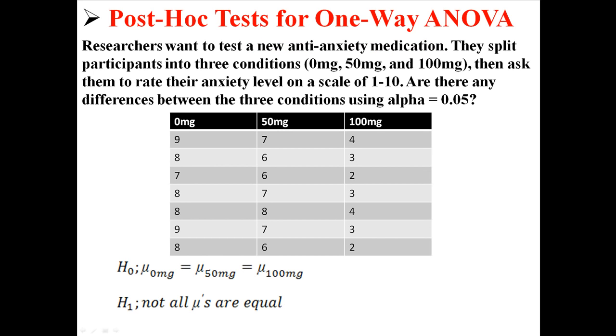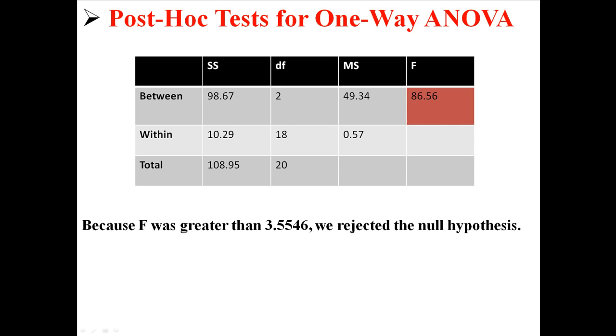Like here is the example that I did a few lectures ago. I had researchers who wanted to test a new anti-anxiety medication. So we had three groups, 0, 50, and 100, and we measured anxiety scores. So we were going to test the hypothesis that not all means were equal. We tested to see if there was a difference somewhere between 0, 50, and 100, between those three groups. And we ended up finding out that that was true. We did our ANOVA, we rejected the null hypothesis, and we found out that, okay, the groups are different.